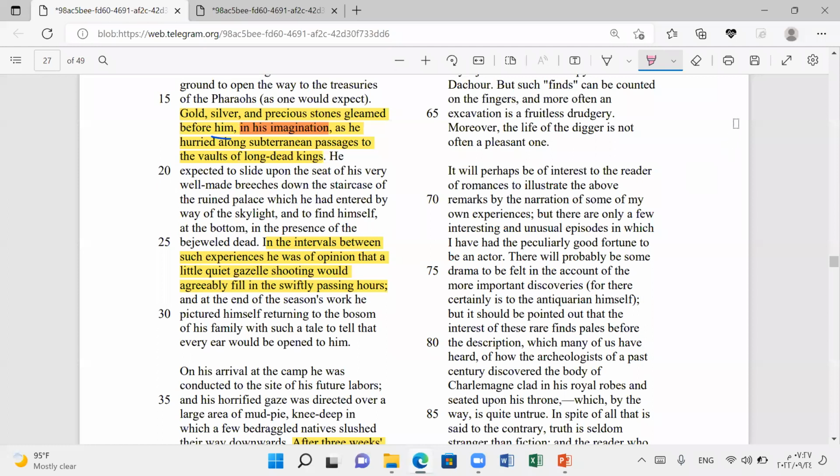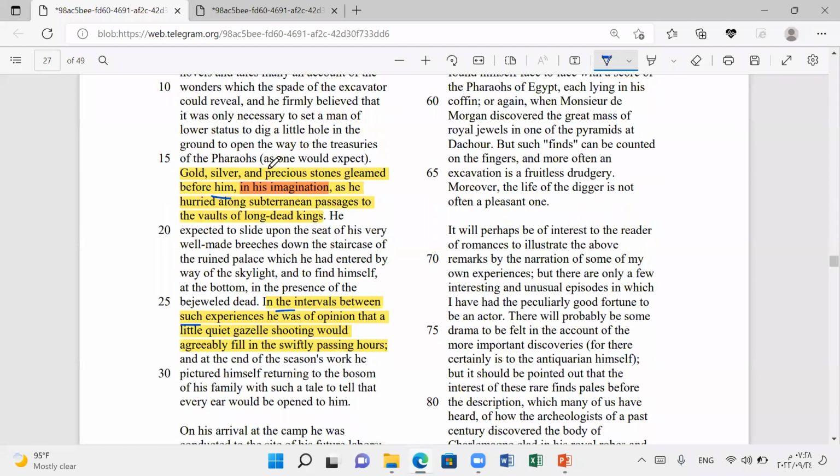In the intervals, okay, do you know which intervals? The intervals. This is an article that refers back to something perhaps stated earlier. So in the intervals between such experiences, I have also such experiences. Maybe it's related to the experiences, the things that he is doing, whatever activities he is carrying out, maybe. So in the intervals between such experiences, he was of opinion.